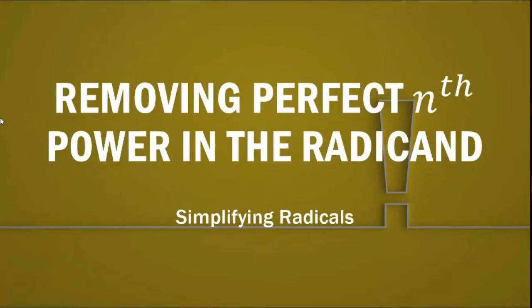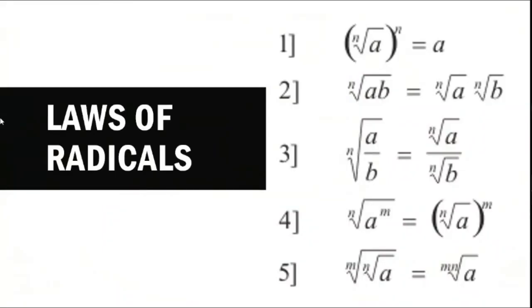In the previous lessons, we are done with converting expressions with rational exponents to radical expressions and vice versa. So for today, we will be having simplifying radical expressions. Allow me to share my presentation. For today, we will be simplifying radicals, and we will be focusing on removing perfect nth powers in a radical. Since it is the first lesson for simplifying radicals, let us first have the laws of radicals.